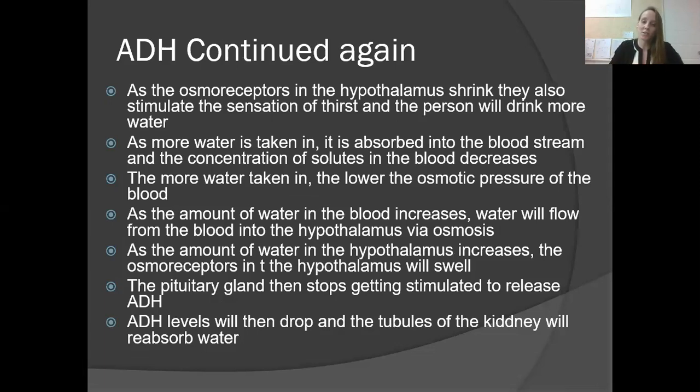The ADH also makes a person thirsty so that they'll drink more water, which again will go into the bloodstream and decrease the osmotic pressure. Yeah, that's really it.